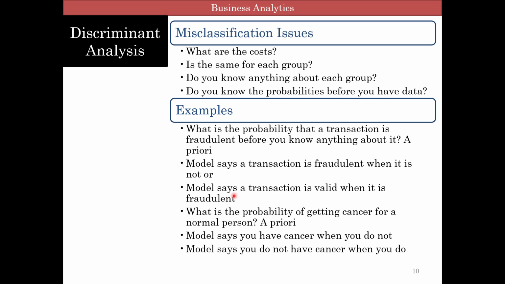So then the errors are, the model says the transaction is fraudulent when it is not, or the model says the transaction is valid when it is fraudulent.